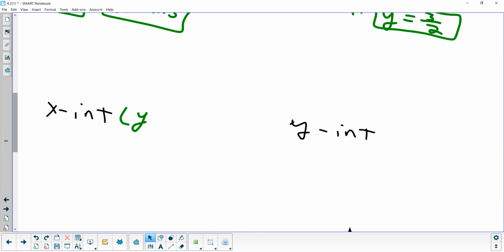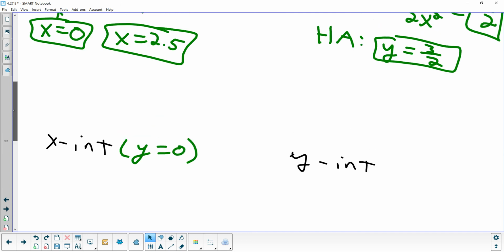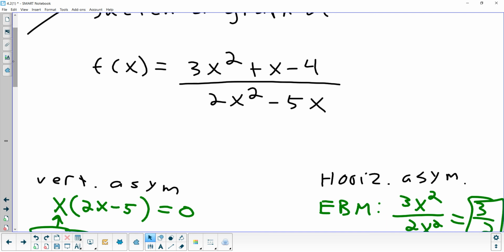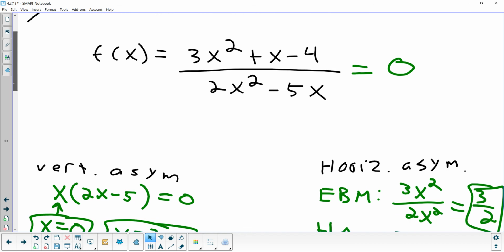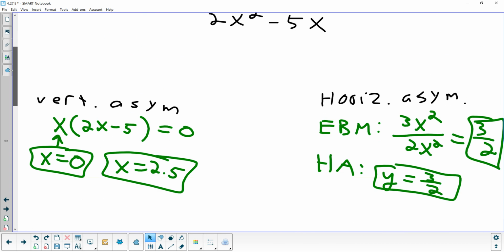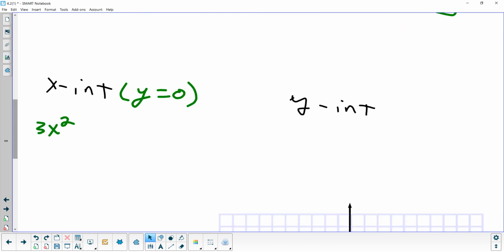X intercept is when y equals 0. So let's set the numerator to 0. Remember, the only way that you could set this fraction equal to 0 and solve it is if the numerator was 0. So let's see if we can factor the numerator: 3x squared plus x minus 4. And yeah, that does factor.